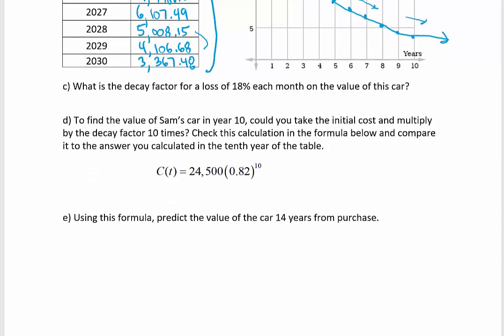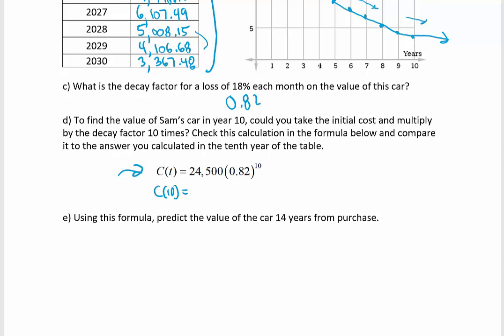So what is the decay factor based on this 18%? We already said that. That's 0.82. To find the value of Sam's car in 10 years, we could have just used this equation, C of 10. Plug this guy in there. So let's do that now. With our scientific calculator, we would want to take 0.82 and raise it to the power of 10.